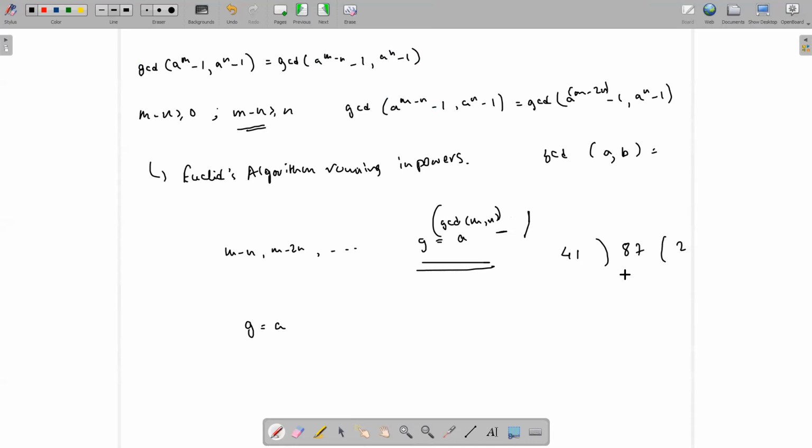So, say for this, what happens? I am multiplying by 2, right? Now, what do you do? Yeah, now I take the 41 and get it divided by 5. So, how does it translate here? I'm going on like this: m minus n, m minus 2n, and so on. So suppose I reach a point where this is greater than 0 and m minus n is less than n. Then what do I do?